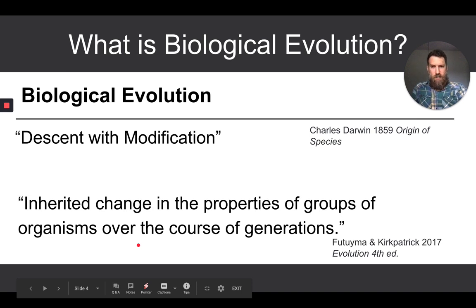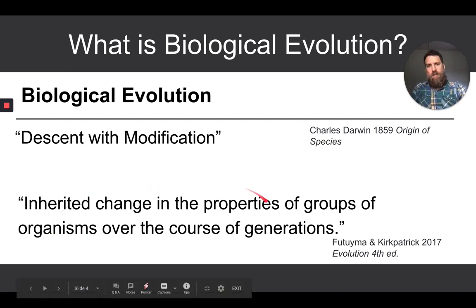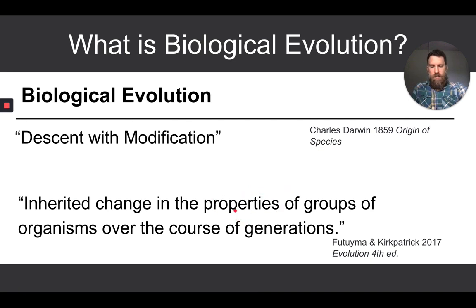It's inherited change, so that modification is inherited in the properties of groups of organisms over the course of generations. So it takes some time for this change to happen. It's inherited. And the change that we're talking about, these properties, these are physical traits, physical characteristics, or what we call in biology phenotypes.